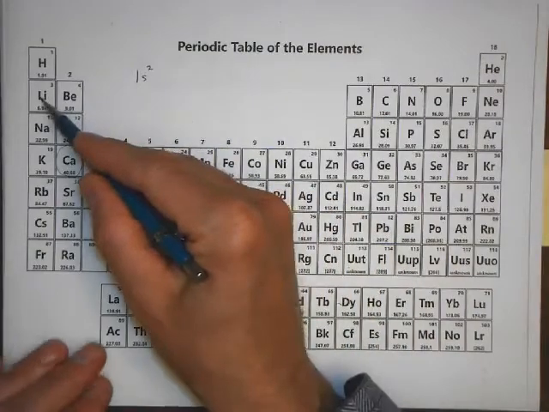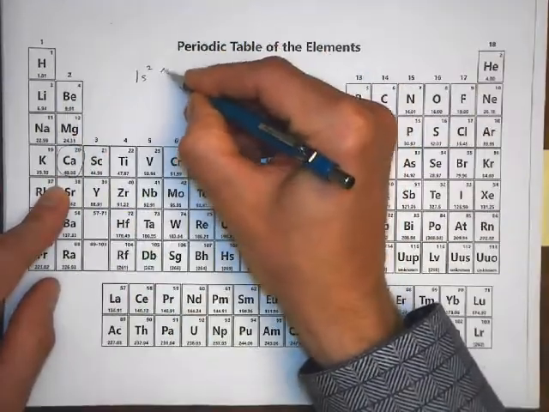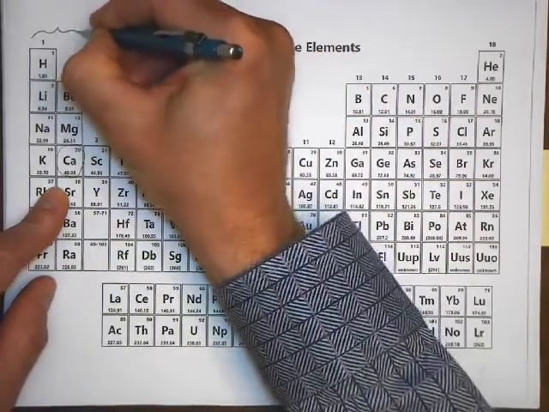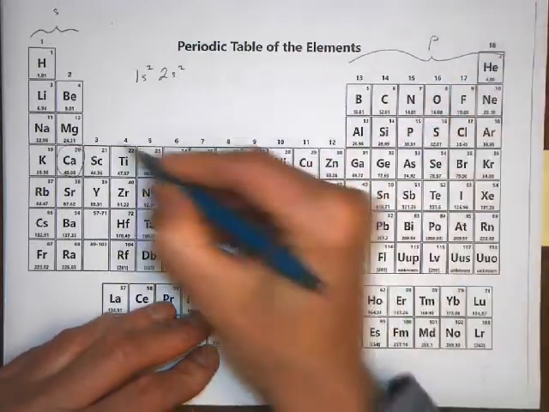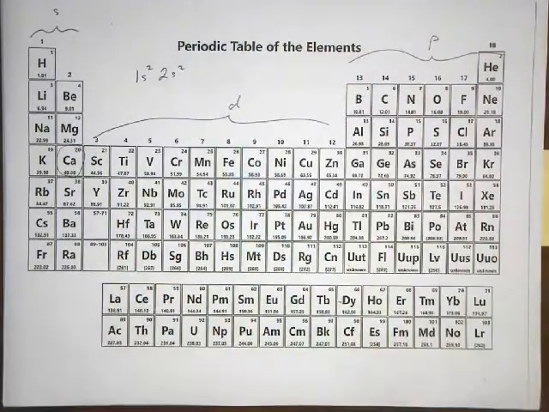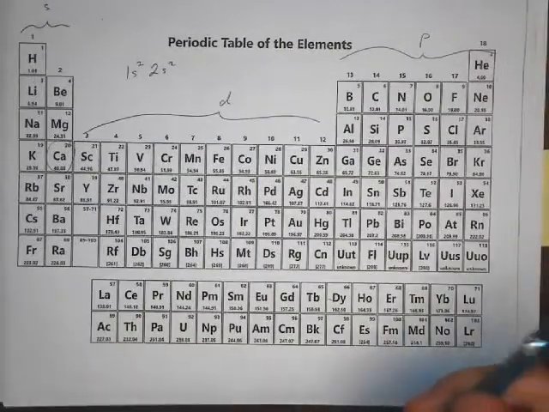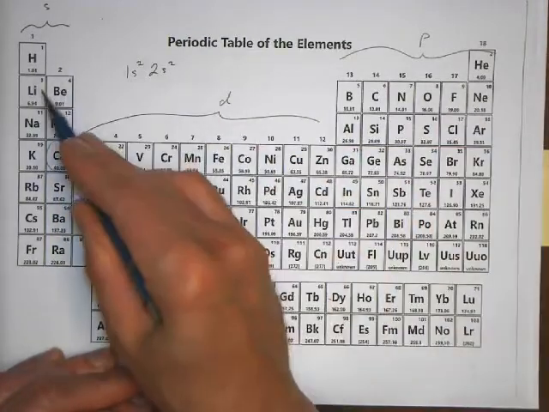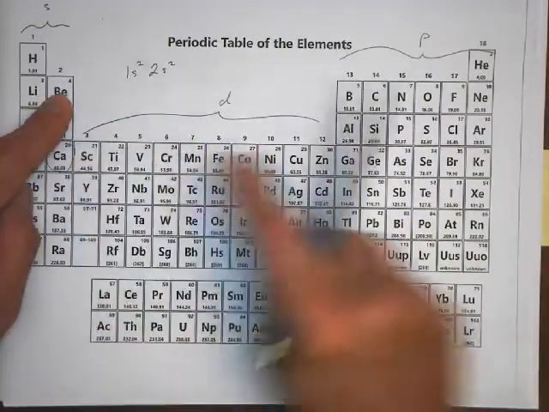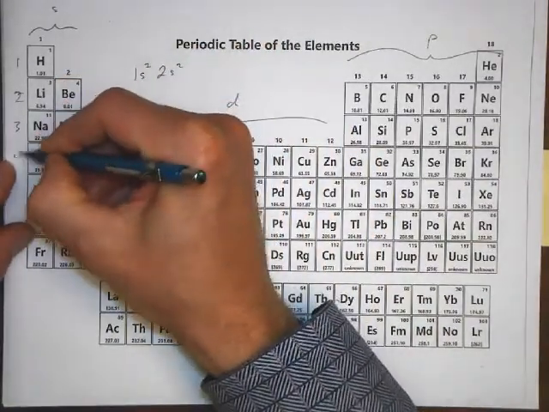Next we're going to find the electron configuration up to beryllium. So that would bring us to 2s2. Remember, this section here is s orbitals. These are the p orbitals. These are the d orbitals. And then the f orbitals are the lanthanides and actinides. We won't really have to worry about those so much. Okay, so we are at 1s2, 2s2.